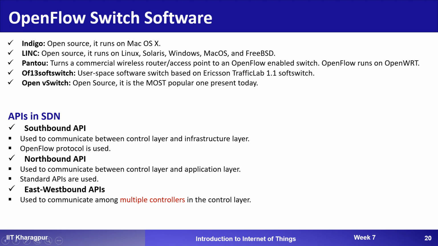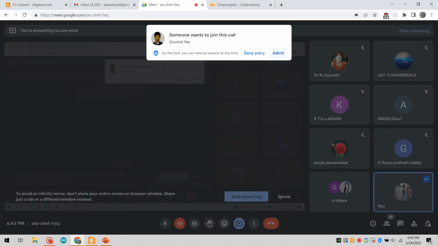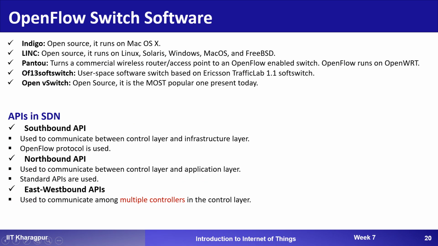Now various OpenFlow switch software. So first one is your Indigo. This is open source and it runs on Mac OS. Then your Link, it is also open source. It runs on Linux, Solaris, Windows, Mac OS and FreeBSD. Then Pantou, it runs on commercial hardware. It turns a commercial wireless router access point into an OpenFlow enabled switch. It runs on OpenWRT.